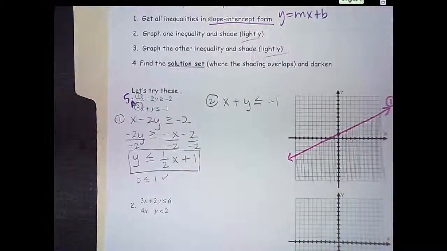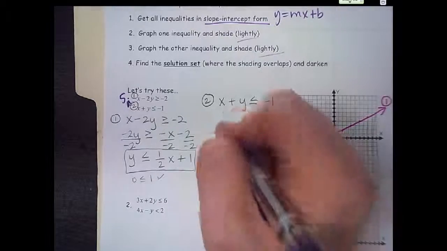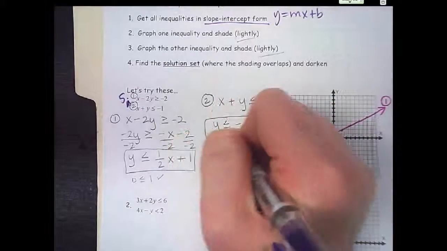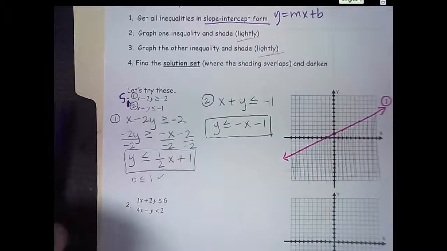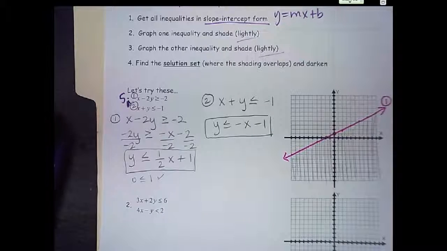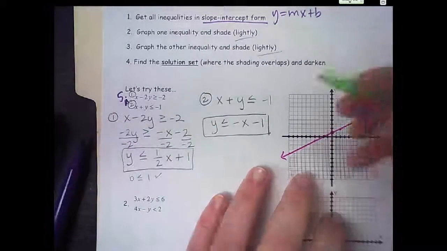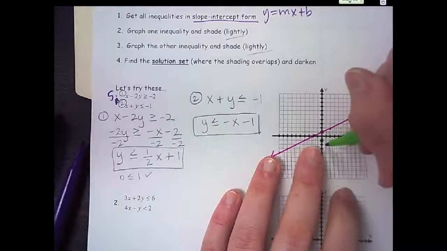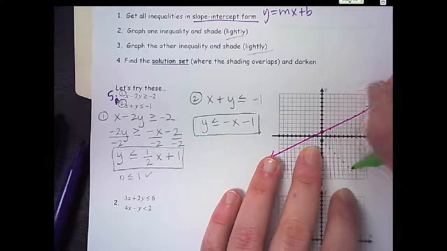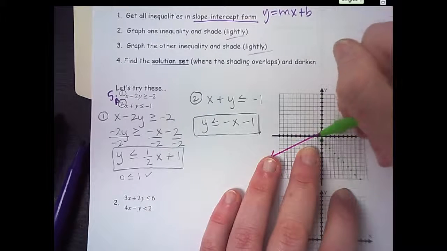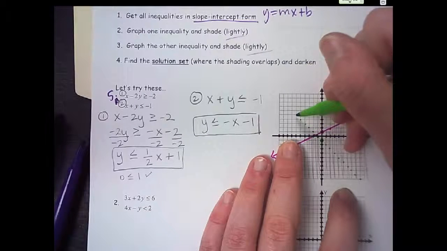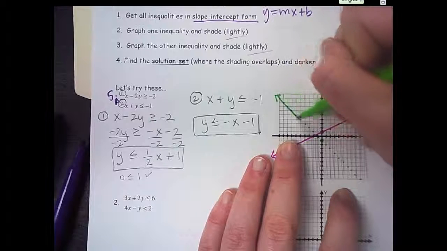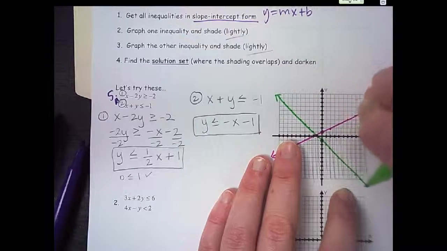Okay, second inequality. To get y by itself, all we have to do here is subtract the x over. That one's easy for us. So now I start at negative 1. And I go down 1 over 1 in both directions. Also a solid line.